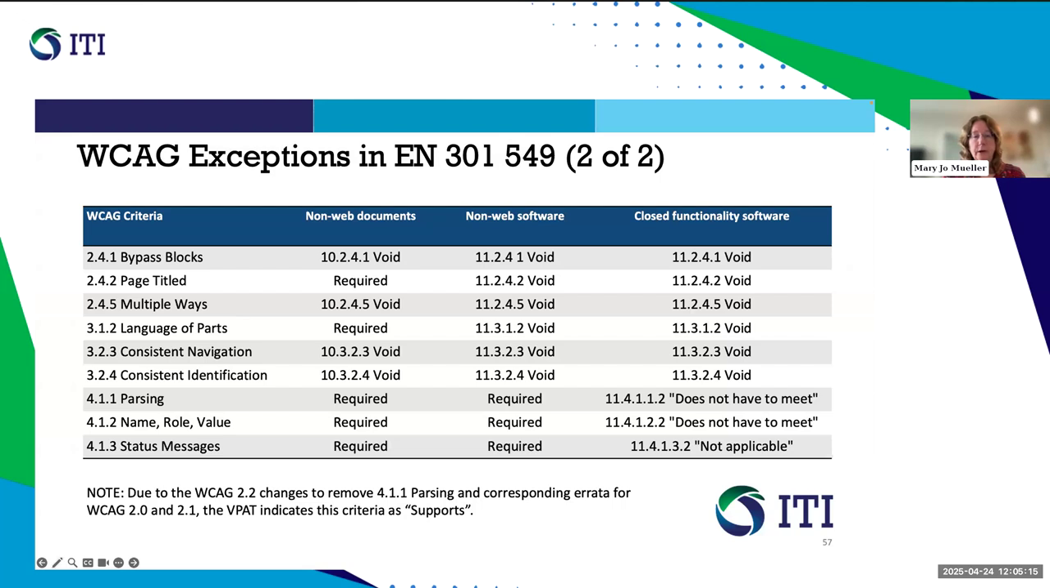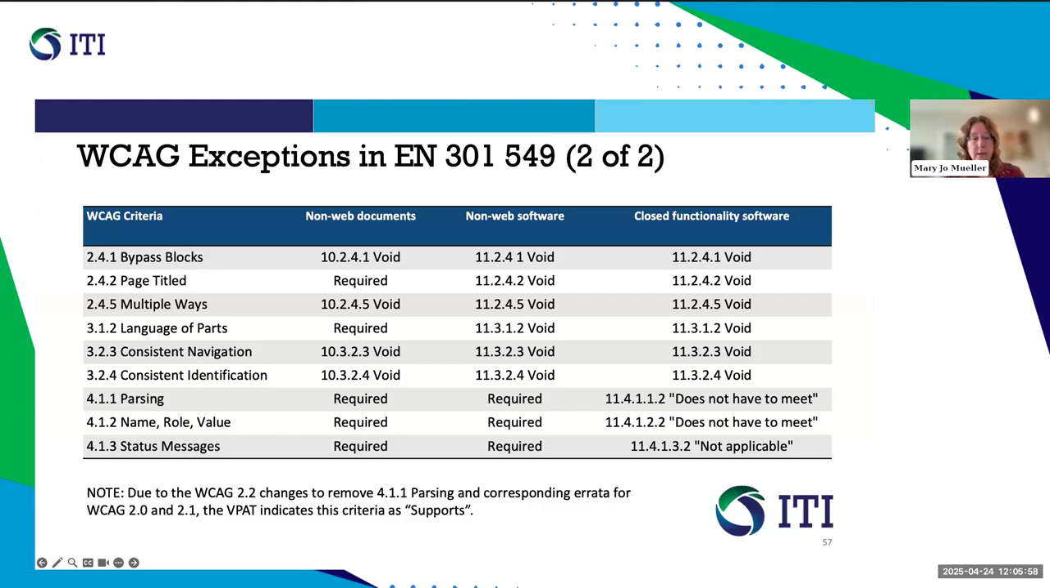In the EN 301549, there are some exceptions for a number of WCAG criteria, meaning they're not required. The EN 301549 is a little inconsistent in the language that they use when they have an exception, noting them as void or does not have to meet or not applicable. It varies. One example is 2.4.1 bypass blocks, where non-web documents and software, including closed functionality software, are not required to meet the criterion. A more unusual example is 2.4.2 page titled, where documents are required to meet the criterion, but software is not.